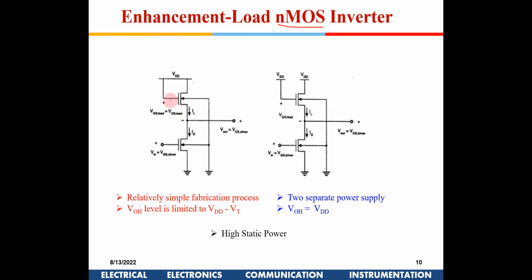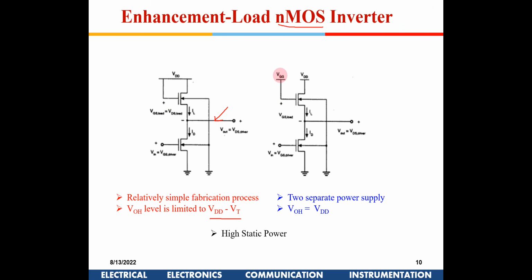If you connect a VDD out here, the gate is given high. The maximum output voltage it can go to, like we have seen for nMOS, is that it is not a good transmitter of 1. So maximum output will be VDD minus VT. If you connect in this particular configuration, it is a relatively simple fabrication process.